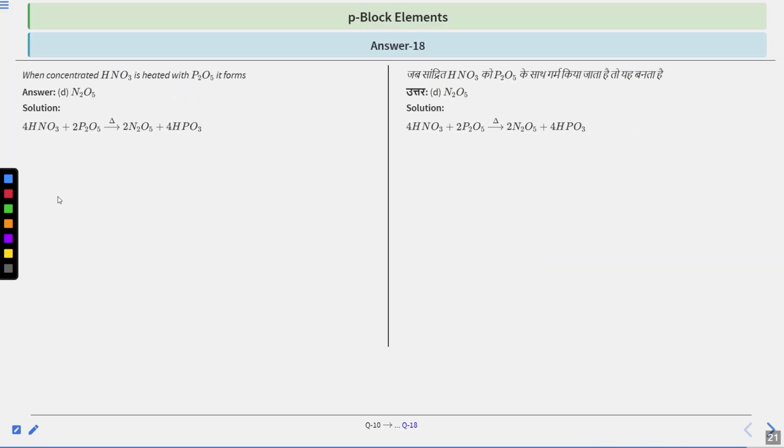Okay, let's see. The correct answer is option D, that is N2O5. So this will be the reaction: 4HNO3 plus 2P2O5 on heating gives us 2N2O5 plus 4 molecules of HPO3. So we can see that we have obtained 2 molecules of N2O5 when we heated concentrated HNO3 with P2O5. So the main product is N2O5. Thus, option D is the correct answer. Okay. Thank you.